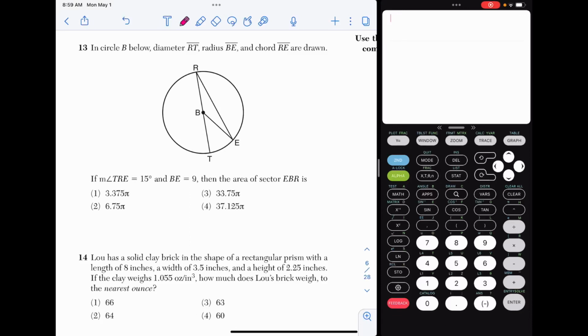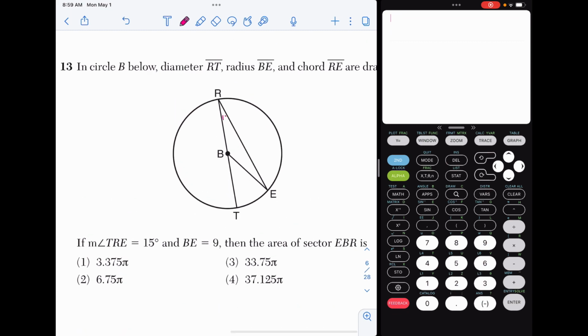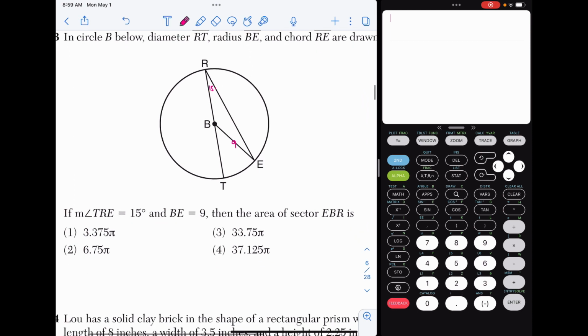This video will be covering numbers 13 through 24 from the January 2020 Geometry Regents exam. In 13, we're given circle B below, diameter RT, radius BE, and chord RE are drawn. If the measure of angle TRE is 15 and BE is 9, then the area of sector EBR is. So we're going to be figuring out the area of this sector here, EBR.